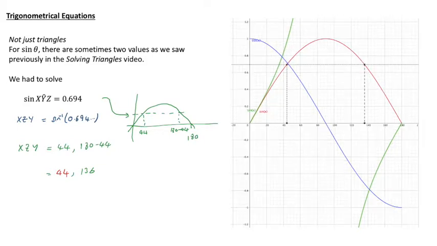And you can see that on the picture now, so there's the dotted line going across at 0.694, and then it hits at 44, and then at 136.